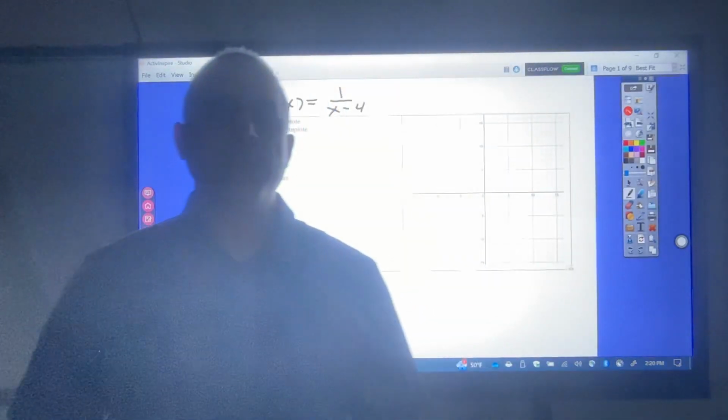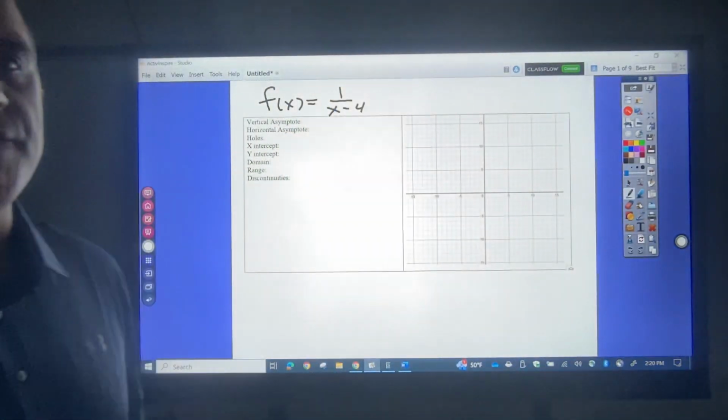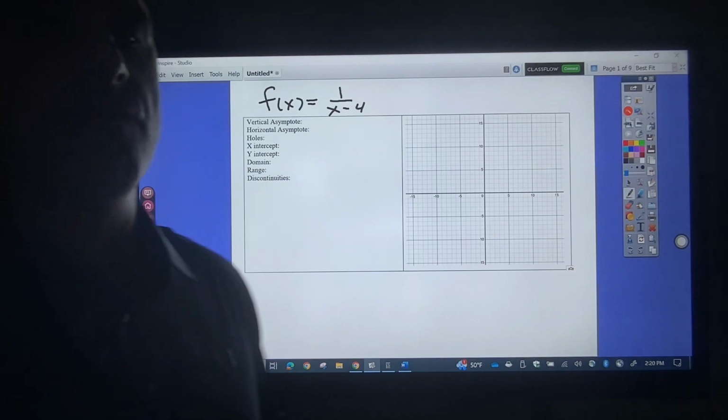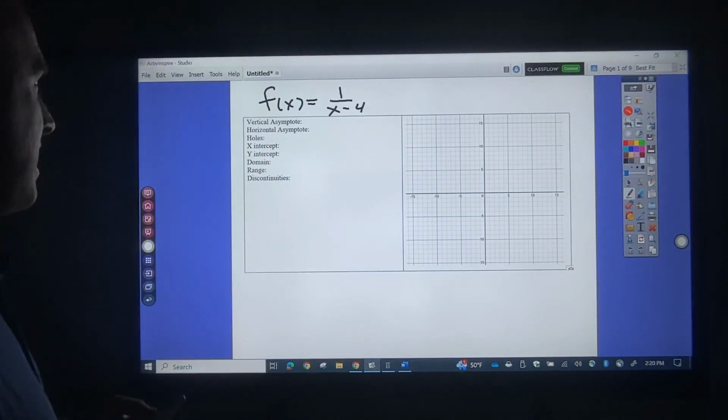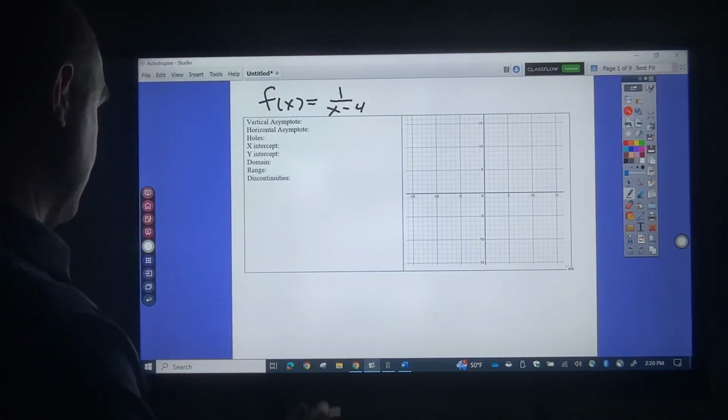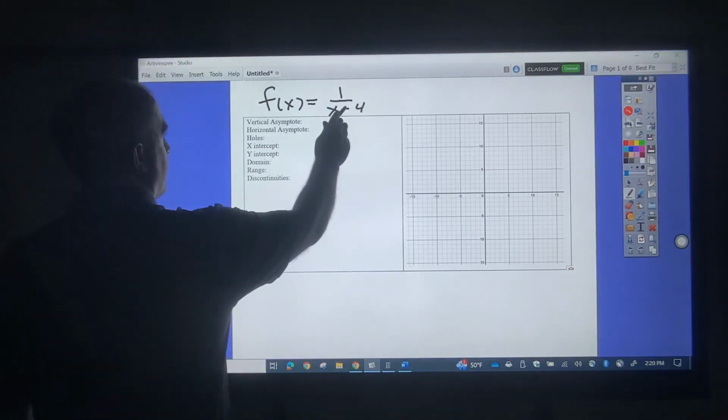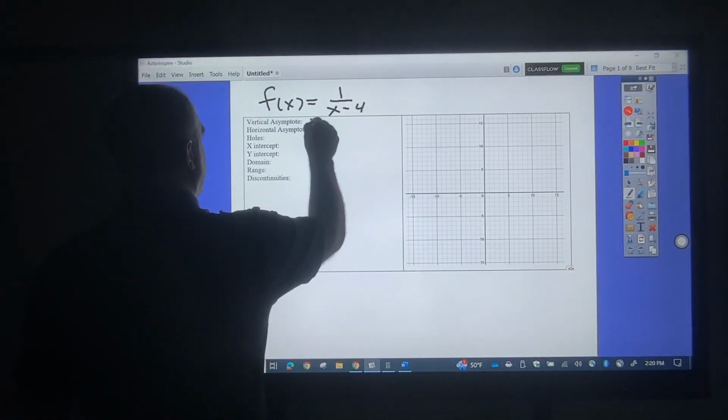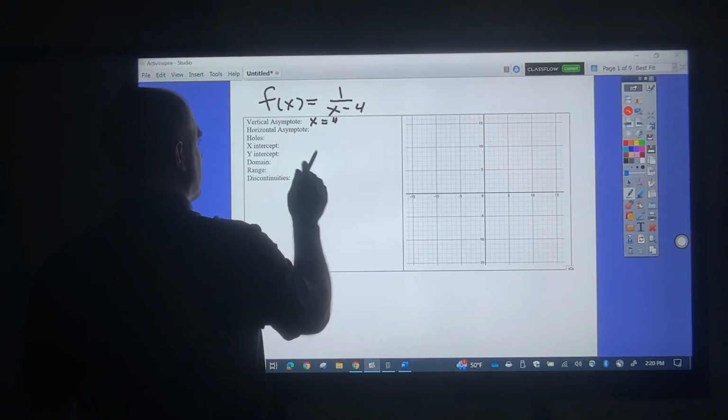Okay, this is going to be a video lesson on graphing the rationals. We've worked on some of the components. Now we're going to sort of put it all together. So the first thing we're going to do is find the vertical asymptote, which, if you solve the denominator, is x equals 4.